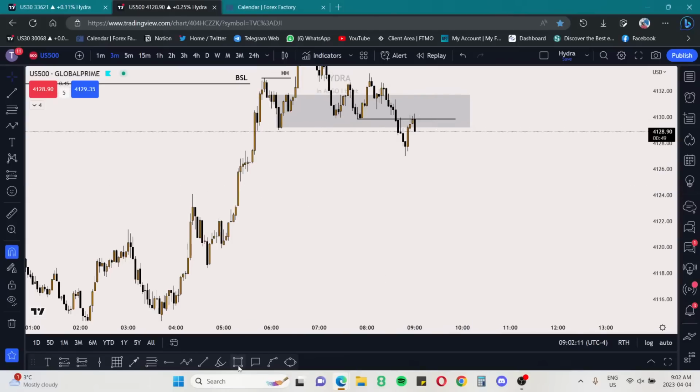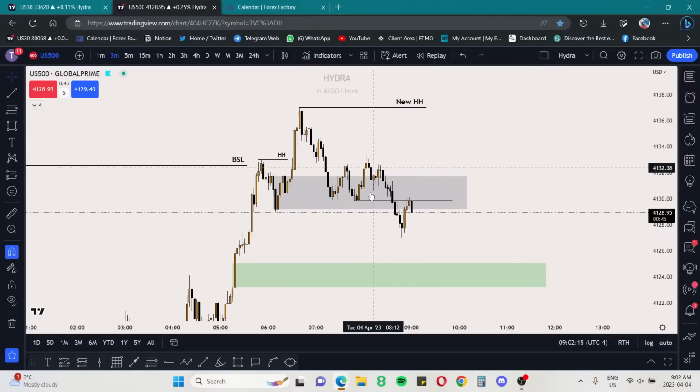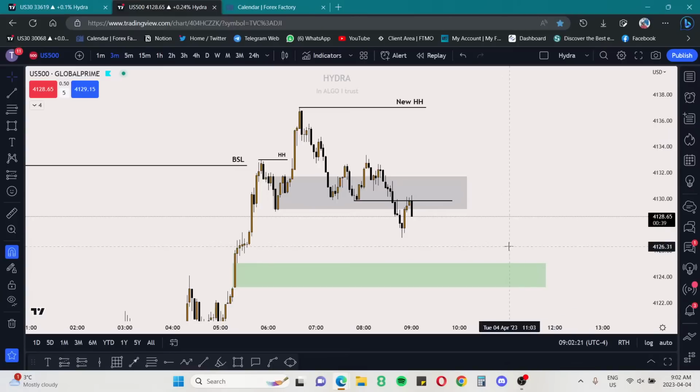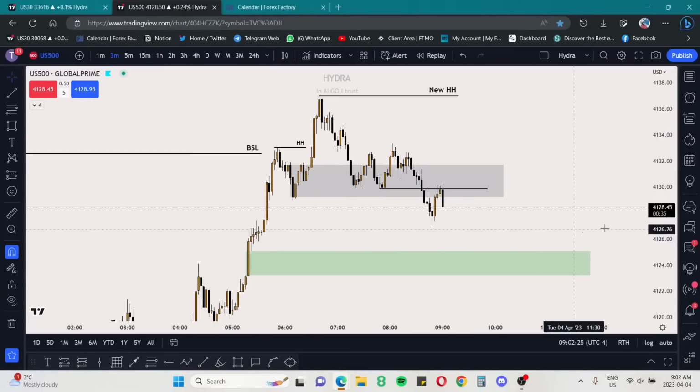We can target this, right? That's a clean target, but I'm not going to take this trade. Why? Because it's a no trade zone. We do not engage before 920.